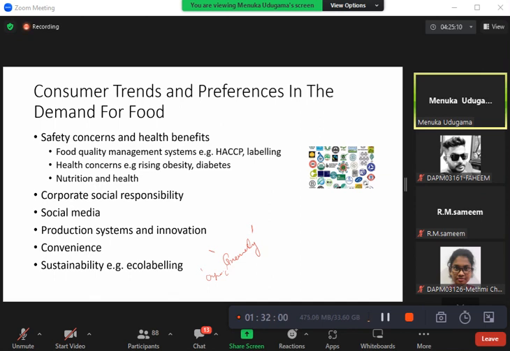Then corporate social responsibility of the industry. On social media, there are a lot of campaigns, advertisements, articles on the nutritional value of certain products, and also new businesses coming up on social media. Lots of new innovations, value-added products coming into the market. Convenience is also very important. And then we talk about sustainability and eco-labeling.